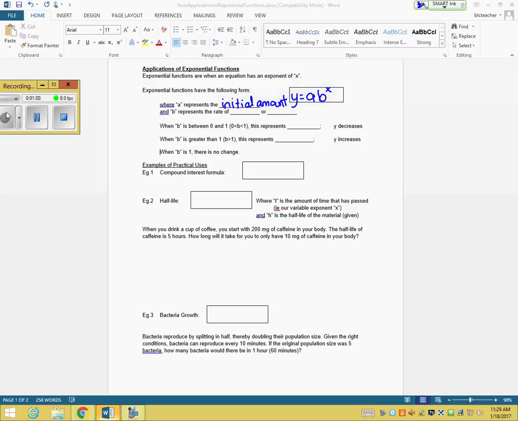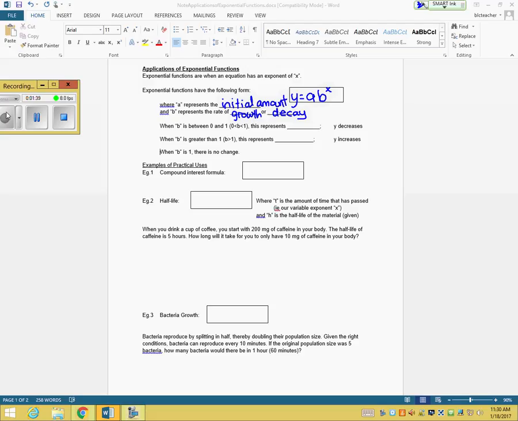So B is going to represent your growth rate. But for other kinds of applications, it can also refer to the rate of decay, things getting smaller over time. For example, half-life, or the amount of caffeine that stays in your bloodstream over time, because your kidney and your liver are going to work on breaking it down and getting out of your body. Looking at that equation, you'll know if it's growth or decay based on what number is in the place of b, the number that has the exponent x on it.